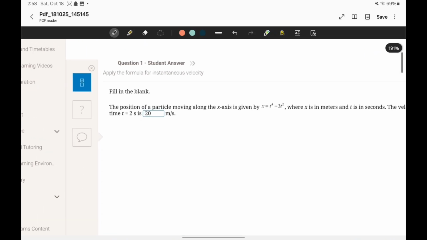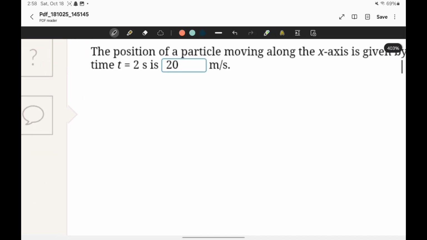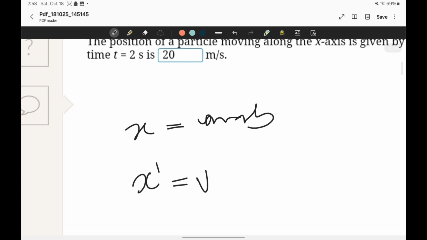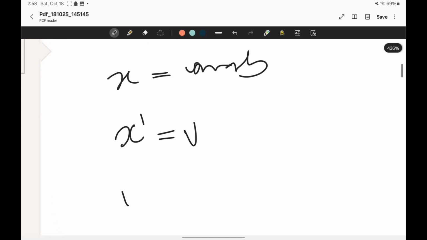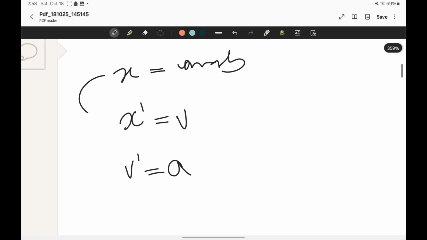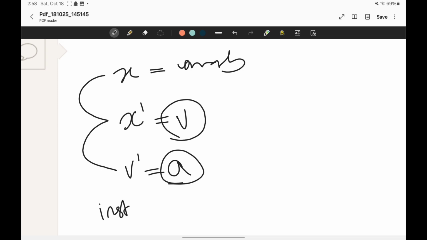Section 4.2. You should know that when you have an equation for position, whatever mx plus b, for example, if you derive this once, this will be your velocity, and if you derive your velocity, you get the acceleration. You use the equations when they want instantaneous. Whether they're asking for instantaneous velocity or instantaneous acceleration, if they're asking for instantaneous, you use the equations.